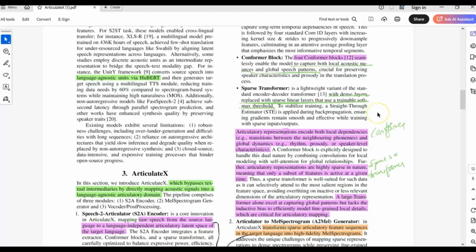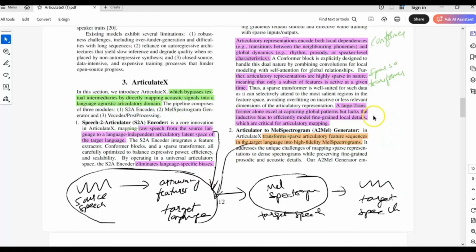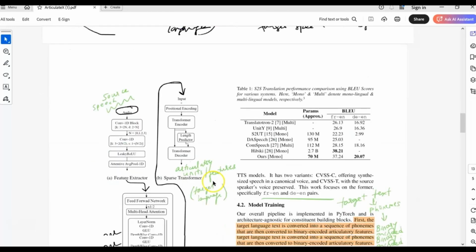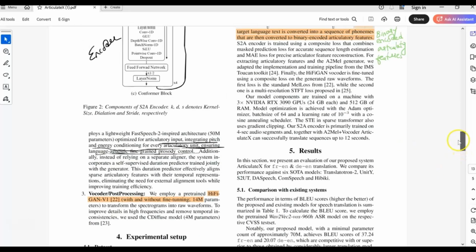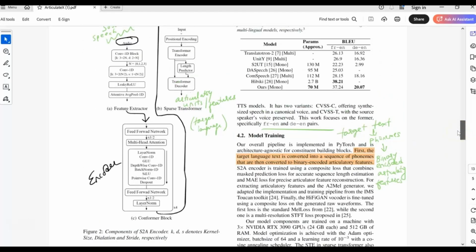Okay, there are more details here and you're free to read them. But let's move on to the next section, which is experimental setup and results. For experiments, they used the CVSS dataset, which is a parallel speech dataset. So you have parallel speech, you also have parallel text here. And they experimented with 2 pairs of languages, going from French to English and German to English.